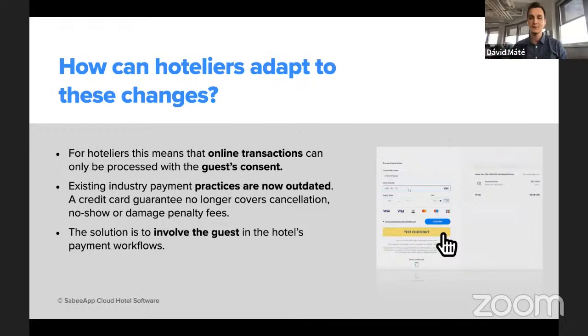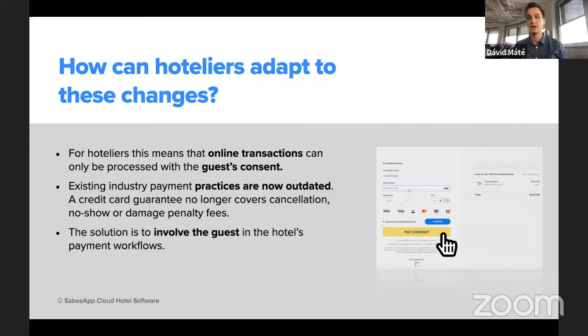So the answer to this question is really to involve the guests in the hotel's payment workflows, and this is something that we at SabeeApp have stood by since the very beginning. We always believe that the guest is a crucial part of any hotel operation, and if we are able to make the whole workflow more transparent, more understandable, and involve the guest in it, we're not only saving administration for our team, but we're also able to provide a better guest experience, and that's what technology is supposed to do.